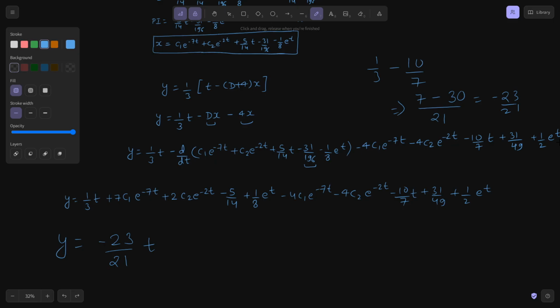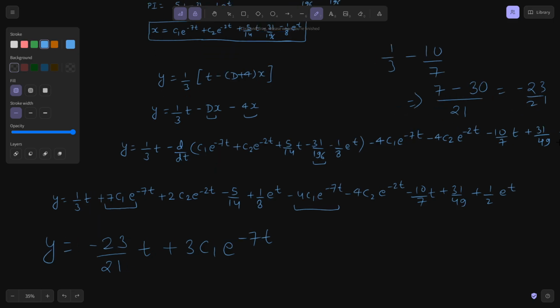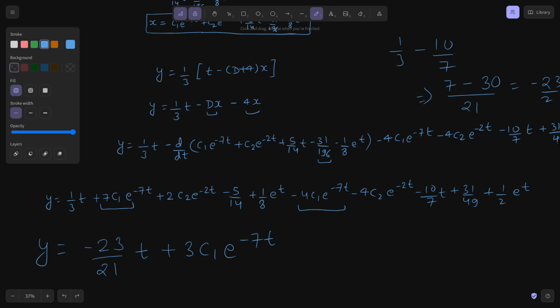Then terms with e power minus 7t. So you have 7 here minus 4 here, so just 3 c1 e power minus 7t. Then you have terms with e power minus 2t, so you have 2 here and minus 4 here, so minus 2 c2 e power minus 2t.